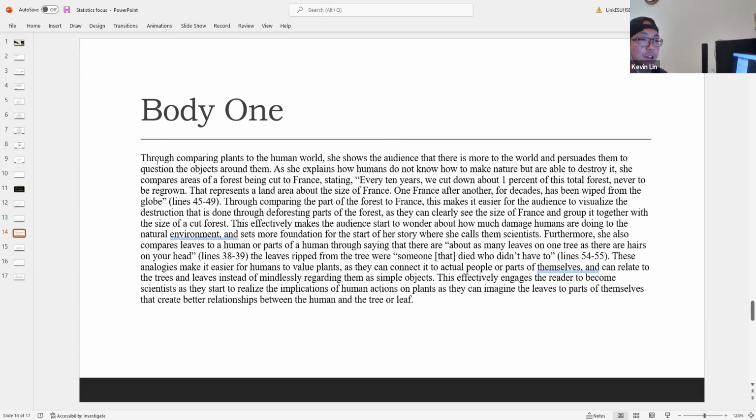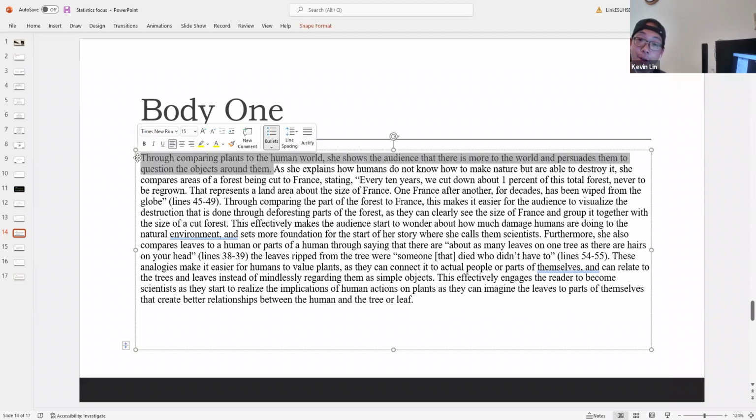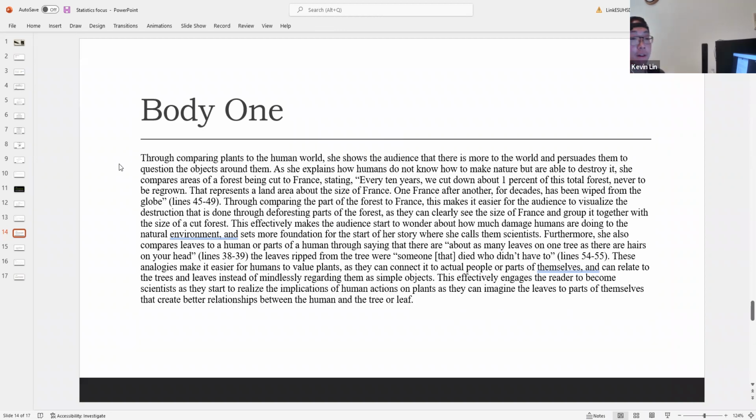Through comparing plants to the human world, okay, comparisons, analogy, she shows the audience that there is more to the world and persuades them to question the objects around them. There you go. No questions about it. My thesis is my roadmap. It shows me what the body paragraphs are about.